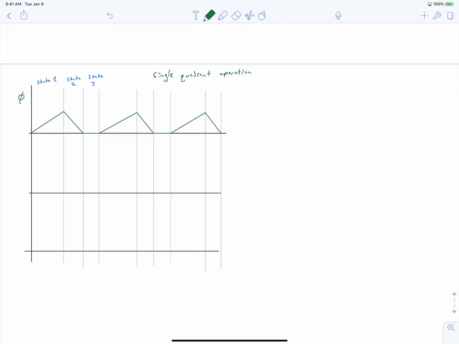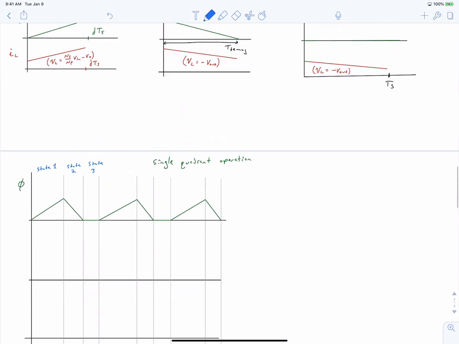Since our transformer can take a positive B saturation field and a negative B saturation field, we'd like to see ourselves use both sides of the magnetic circuit.